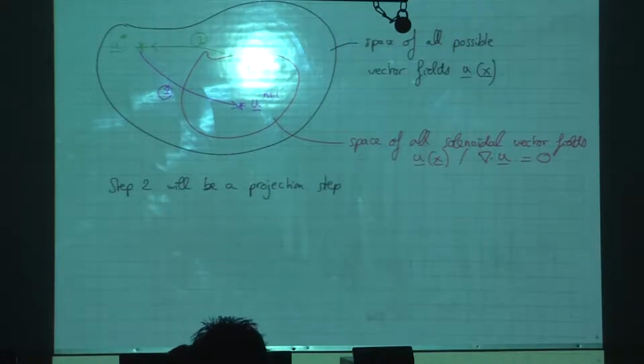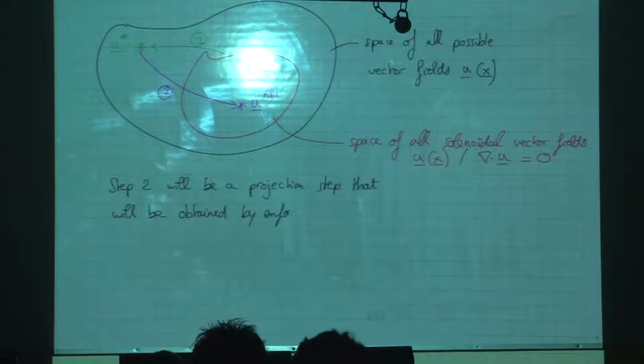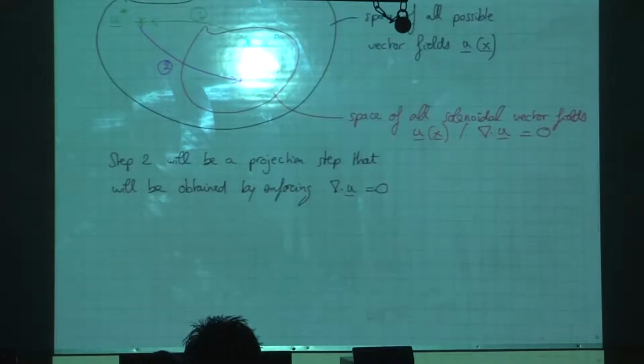Step. By enforcing divergence of the velocity is equal to 0. Specifically, this constraint is going to be what's going to lead to step 2.